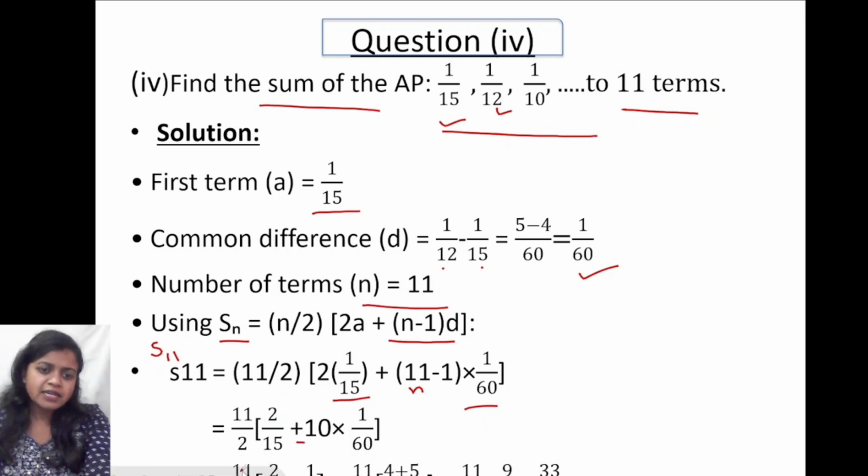So 11 by 2 into 2 by 15 plus, after cancelling, 1 by 6. Adding 2 by 15 and 1 by 6, the LCM is 30, so we get 9 by 30. That is 11 by 2 into 9 by 30, which is 33 by 20 as the answer here.